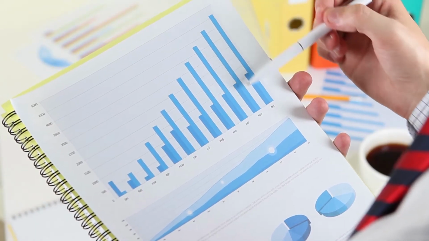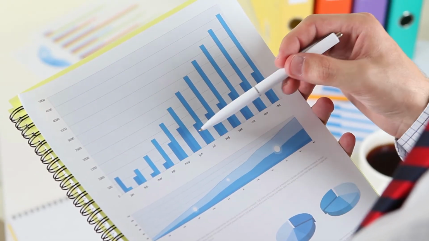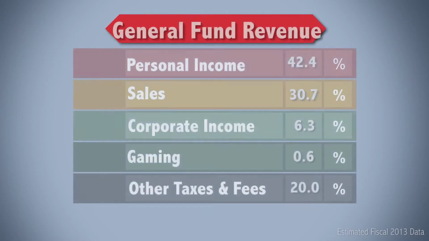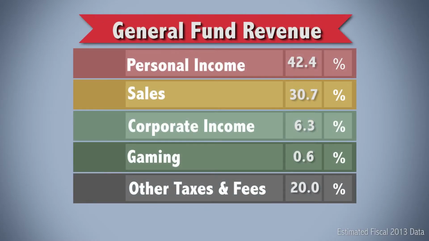States have to estimate how much money they will collect in taxes for the next year. State officials then have to adjust their spending based on the amount that actually comes in from taxes. Let's talk a little more about each state revenue source in the general fund.